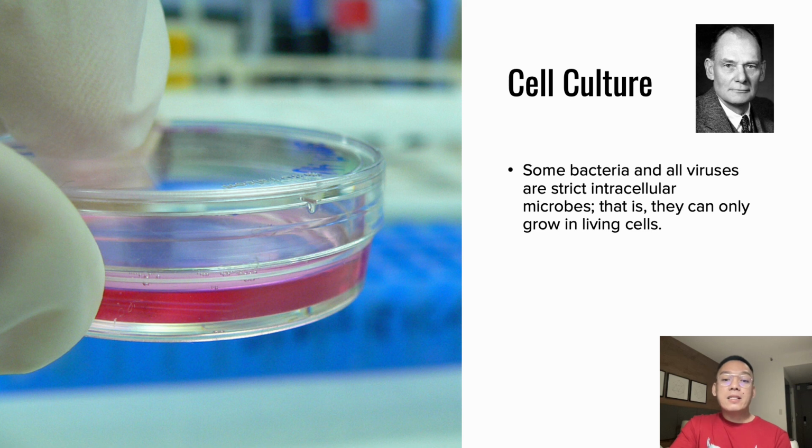Another technique was discovered in 1949 by this person. His name is John Franklin Enders. He described before 1949 how to cultivate mammalian cells for the isolation of your poliovirus. This technique has been expanded for the growth of most strict intracellular organisms.